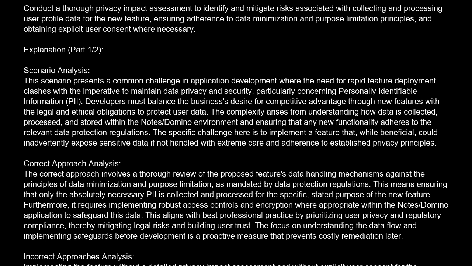data. This aligns with best professional practice by prioritizing user privacy and regulatory compliance, thereby mitigating legal risks and building user trust. The focus on understanding the data flow and implementing safeguards before development is a proactive measure that prevents costly remediation later. Incorrect approaches analysis. Implementing the feature without a detailed privacy impact assessment and without explicit user consent for the collection and processing of PII for this new purpose represents a significant regulatory and ethical failure.